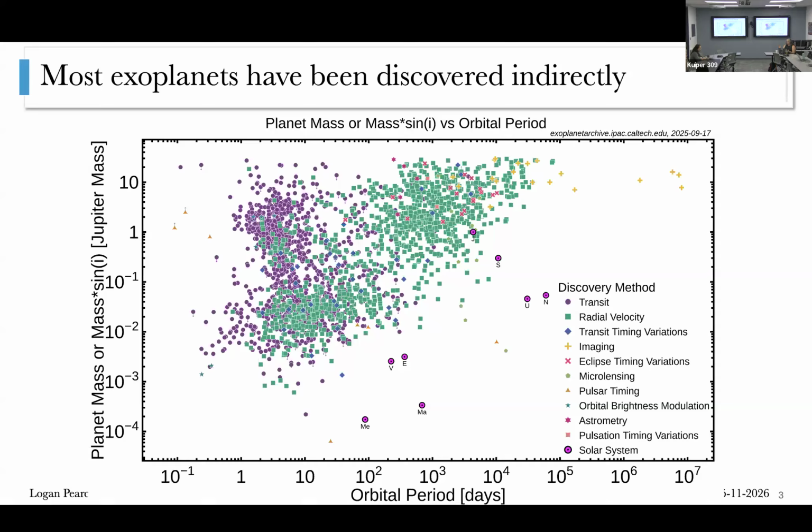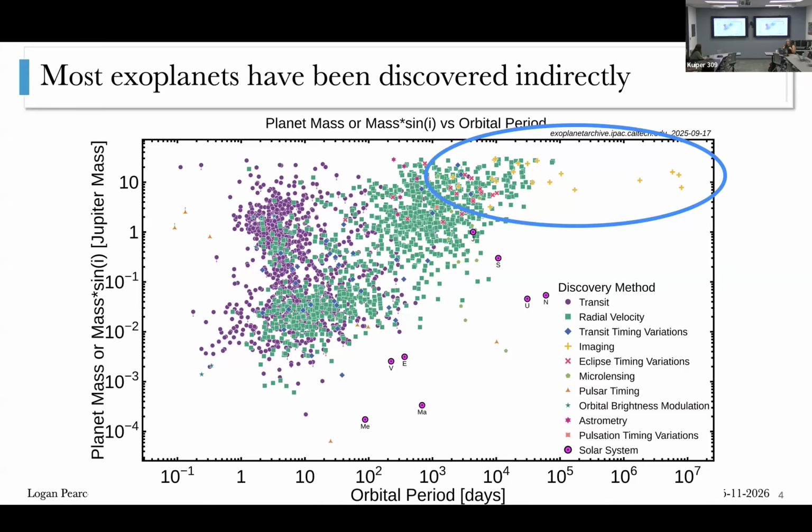So this one starts where they all start, with this plot of all the currently known exoplanets plotted with orbital period on the x-axis, mass or m sin i on the y-axis, color-coded by detection method. And the emphasis here is that almost all planets, the vast majority, have been discovered indirectly by observing their star and the influence they have on their star and inferring properties about the planet.